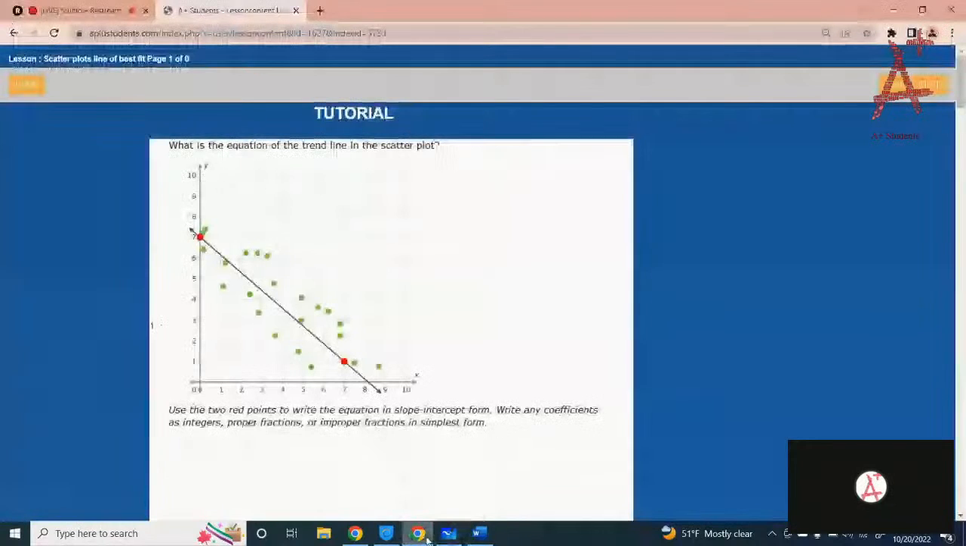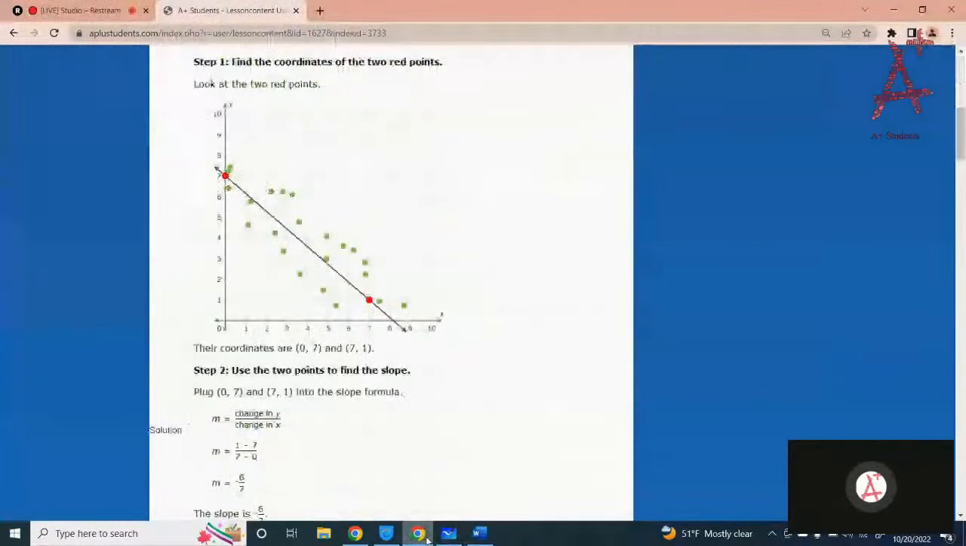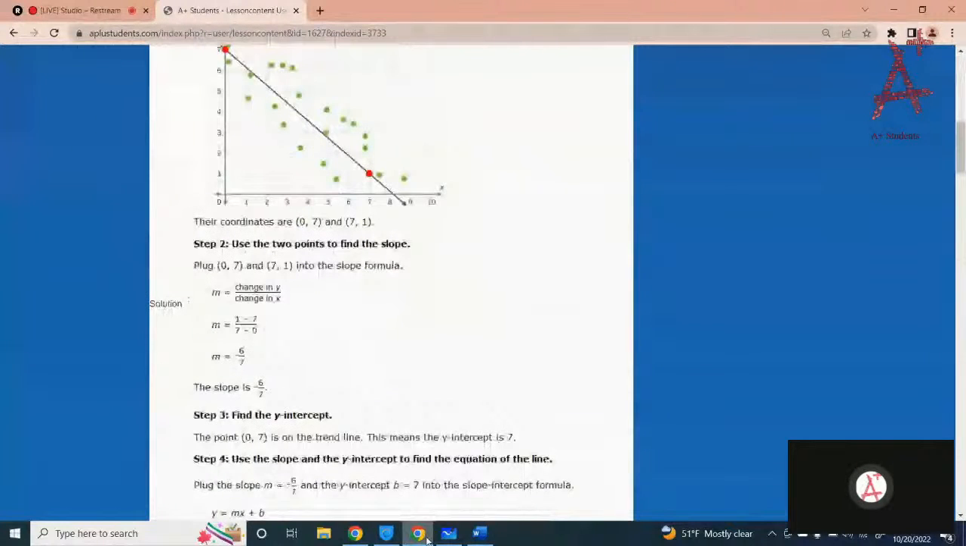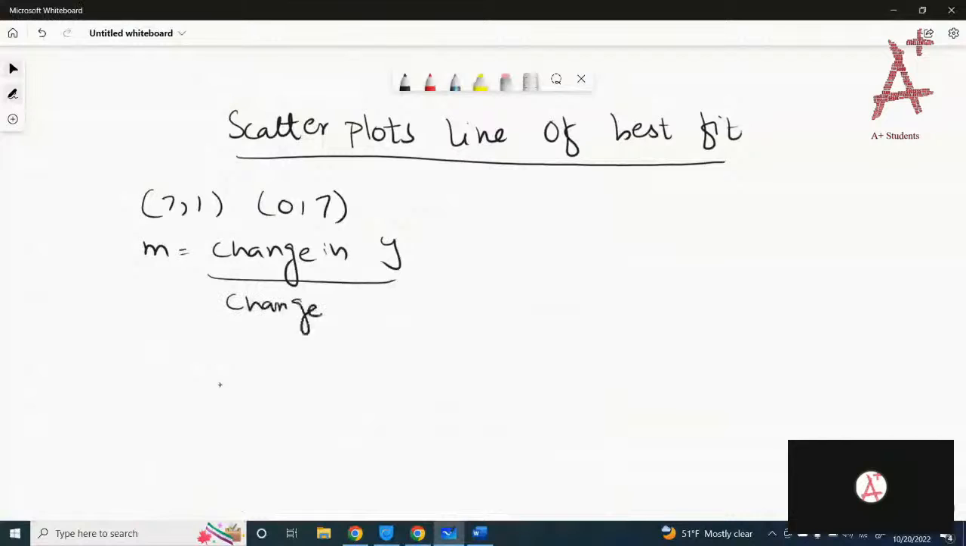One of them is (7, 1) and one of them is (0, 7). So first of all, we have to find these two red points. You have to use the formula to find the slope. Let's just find the slope of the values. So the slope is m equals change in y divided by change in x. So there's x1, y1, x2, y2. Just calculate y: 7 minus 1 divided by 0 minus 7.